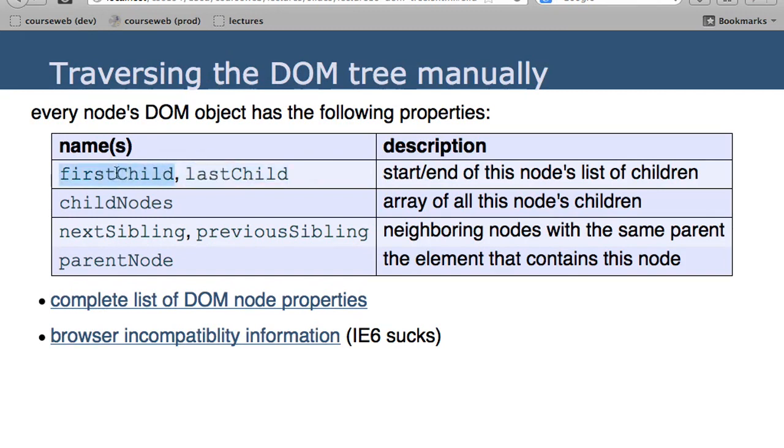So firstChild is a reference to the first child, lastChild is the last. childNodes is an array of all the child elements. Then you can go nextSibling, previousSibling, and then parentNode. So for any given DOM node, you can go up the tree, you can go down the tree to any of its children, you can go left or right to any of its siblings, and so on.